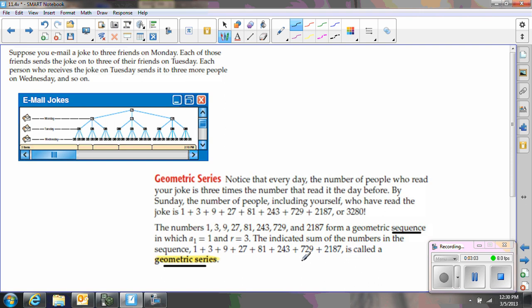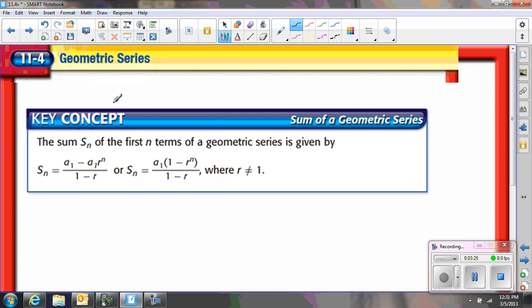So for instance, if I want to know how many people had heard the joke by day 8, I simply add these up, and that means 3,280 different people have already heard this joke by 8 days. So the question is, how can I do this quicker? We like the idea of being able to add all these numbers up, but it's time consuming to sit there and add together 8 numbers after you have to figure out what each of those 8 numbers are. So we want the shortcut.